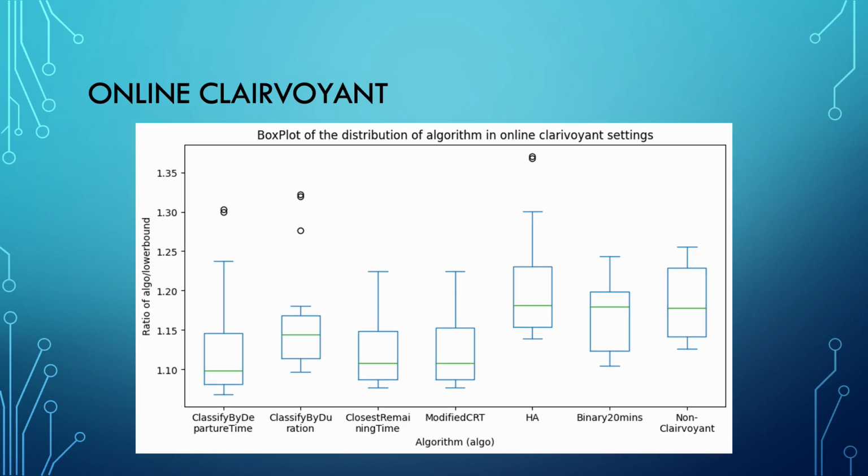Similarly for online correlate, we can see that classified by departure time and closest remaining time perform quite well. Both of these have similar characteristics in that they group items of similar departure times together. It shows that this approach seems to perform quite well.